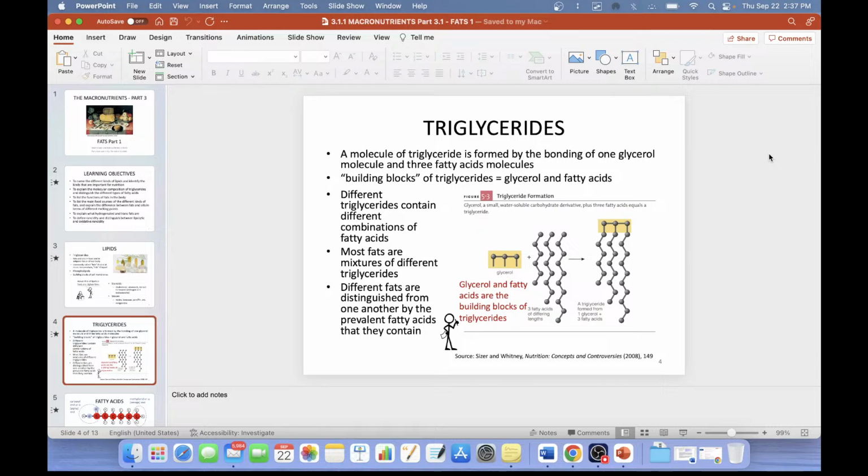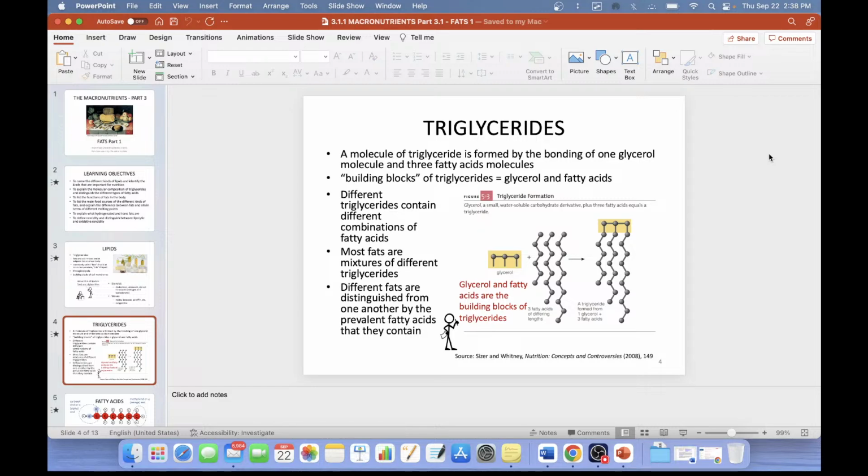And they're formed by the bonding of two other molecules. Just like in the case of carbohydrates, where polysaccharides are polymers made of monosaccharides, and disaccharides are pairs of monosaccharides, the molecule of triglycerides is also composed of molecular building blocks. The molecular building blocks for the triglycerides are called glycerol and fatty acids.